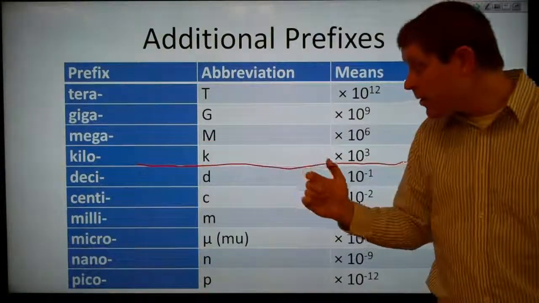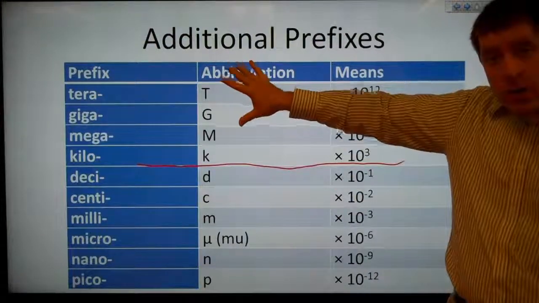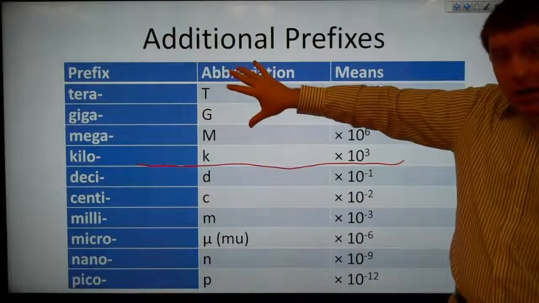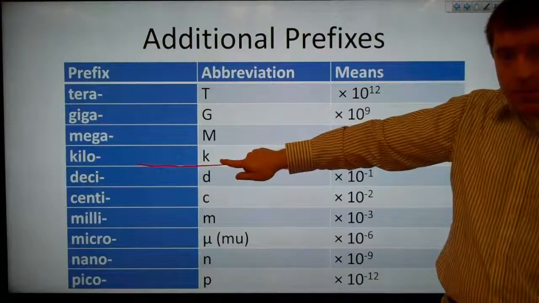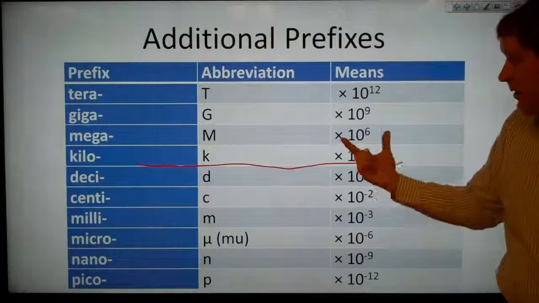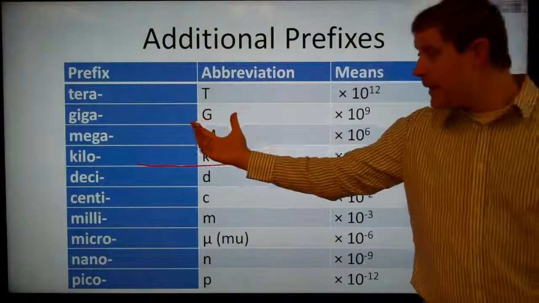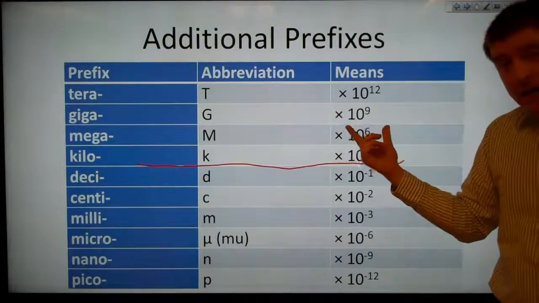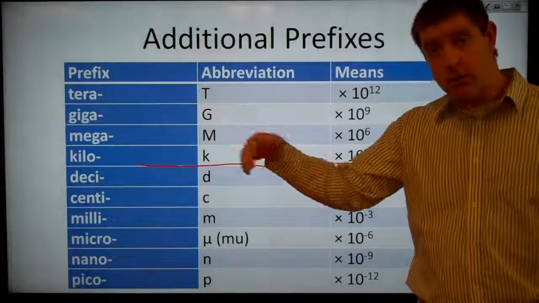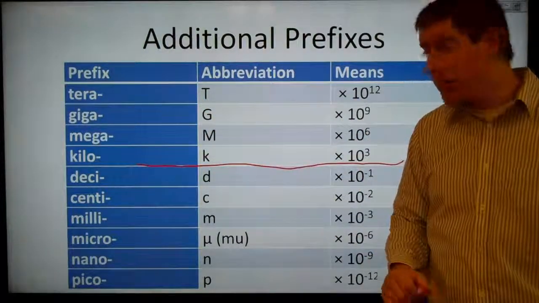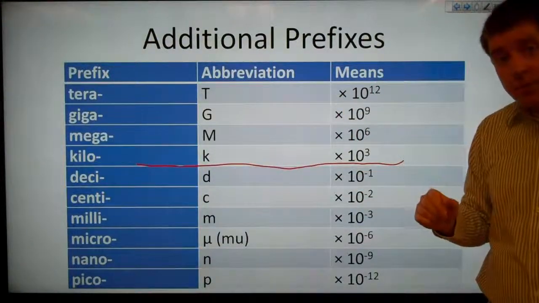A megameter, note that this is a capital M. And note that all of the big units have capital letters. They've got big letters for big units, except for kilo for kilometer. Megameter is 10 to the plus 6 meters. That's 1 million meters. A gigameter is 10 to the plus 9 meters. That's 1 billion meters. Tera is, again, 1,000 times larger than giga. So a terameter is 10 to the plus 12 meters.